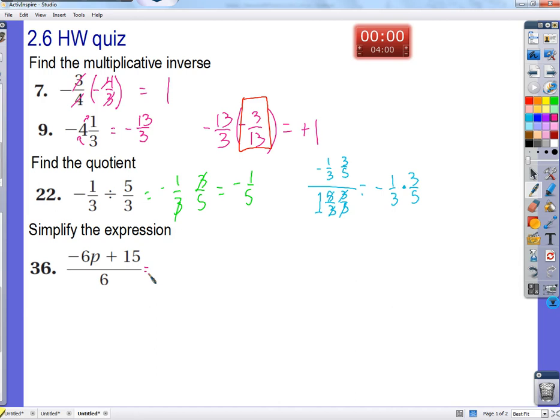So negative 6p plus 15 over 6. We're going to simplify that. What is the simplified version of this? Yeah. Factor 5 by 6 and 15, 5 by 6. I'll multiply by 1 over 6. Yeah. Okay. Either way you look at it, it's correct.